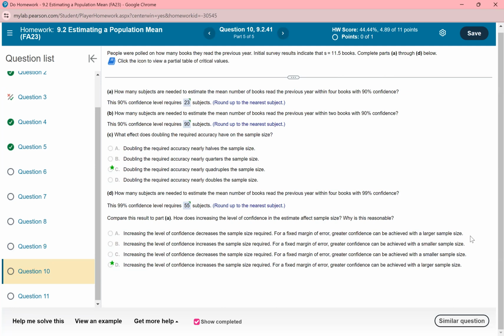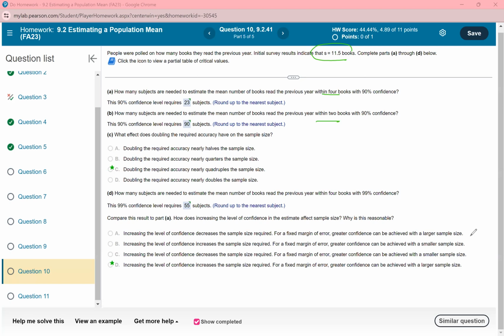People are polled on how many books they read the previous year. Initial survey results: we have a standard deviation of 11.5. How many subjects are needed? That's a confidence interval. We want to be within 4 books. This one's within 2 books. That's the E that's changing this time.